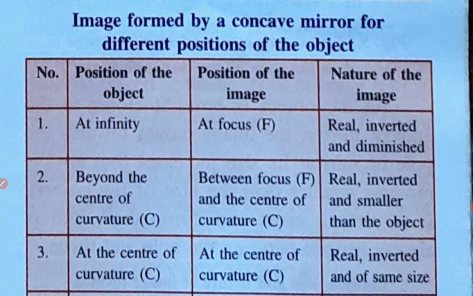So, the image formed by a concave mirror for different positions of the object. We are just summarizing whatever we have done in part 1 of the video and this video. Number 1, when the position of the object was at infinity, the position of the image is at focus, and the nature of the image was real, inverted and diminished.